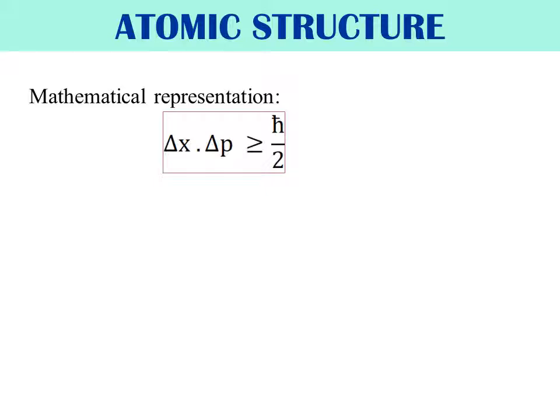Mathematically, Heisenberg's uncertainty principle is represented by delta x multiplied by delta p, that means the product of delta x and delta p, is greater than or equal to h bar by 2, where h bar is actually h by 2 pi. Now what is h?